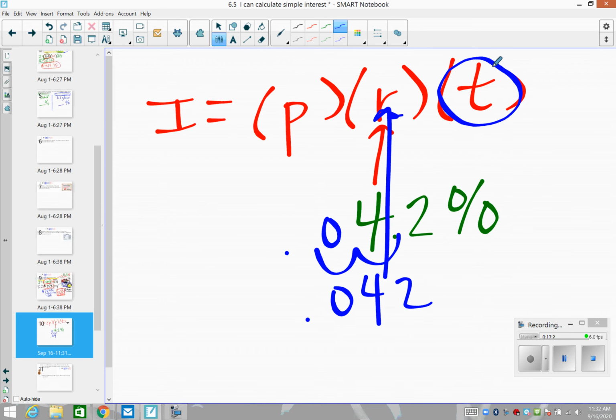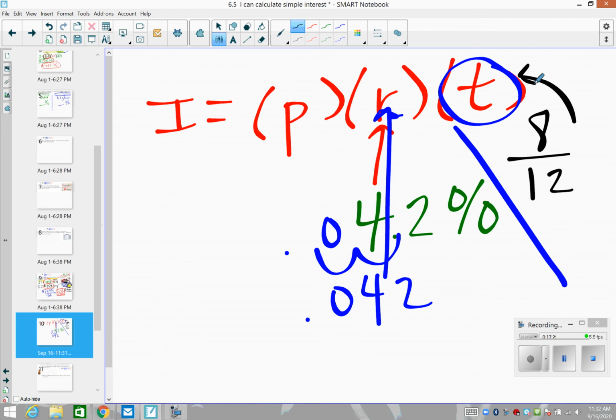Time has to be measured in years. So if you were given, let's say, 8 months, then it would be 8/12 going in. So it does have to be measured in years. Principal is the amount of money you start with. So that's kind of the summary. There's a lot going on there, but I'm just going to end it there.